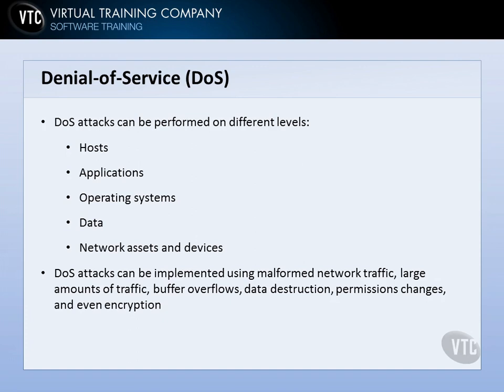They also may attack network assets and devices, routers, switches, hubs, and so forth, in order to prevent network communications from happening. Now, DoS attacks can be implemented using a lot of different methods: malformed network traffic, crafted packets, and so forth, sometimes even just fantastic amounts of traffic or oversized packets. A malformed packet can do a lot of damage. They may also take advantage of buffer overflows, and they may destroy data. They also may change permissions on data, on folders and files and so forth, so that a user can't use them. They've even been known to use encryption to encrypt data and then hold that data for ransom, so a user would have to pay in order to get access back to that data.